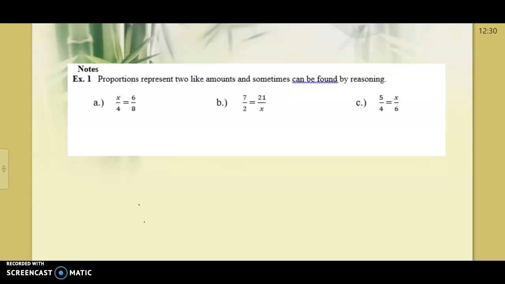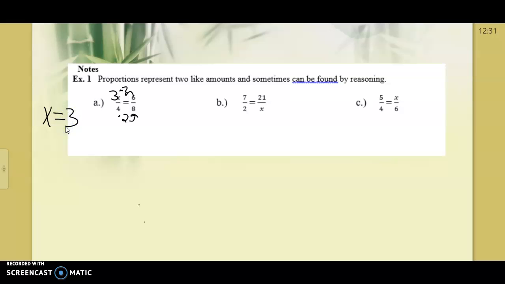Some of these can be solved by reasoning, by just looking at it and trying to think about what was done to one fraction that would have to be the same thing done to the other. So we have x over 4 equaling 6 over 8. And when I think about this, I'm thinking that 4 was multiplied by 2 to make the 8. So then something was multiplied by 2 to make the 6. Well, that something would have to be 3. So the x value is equal to 3.